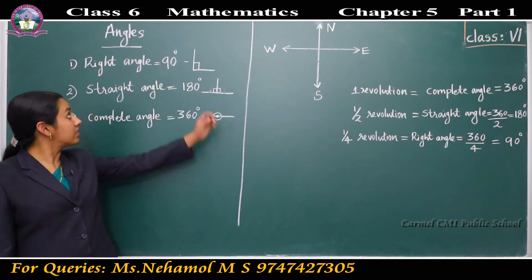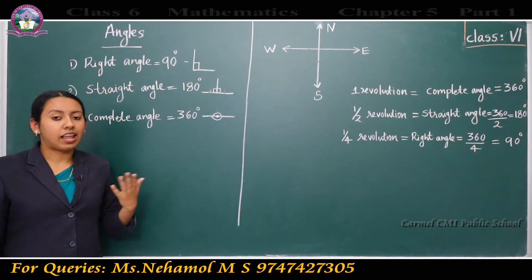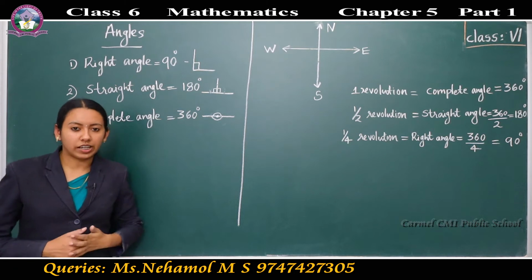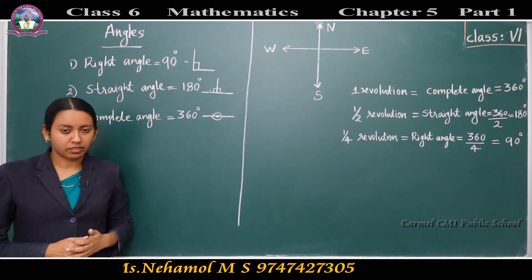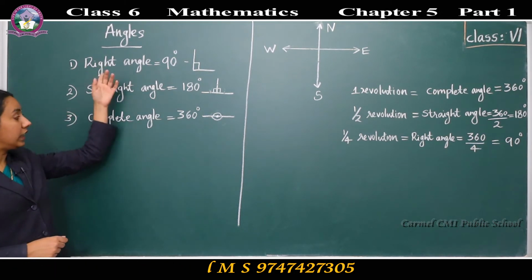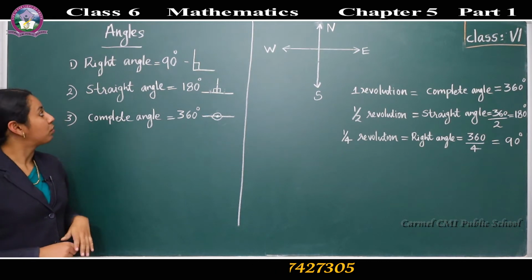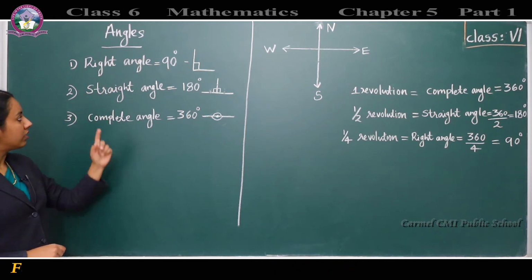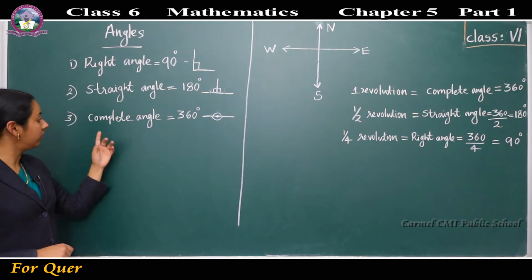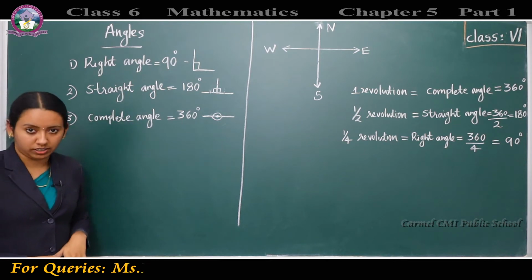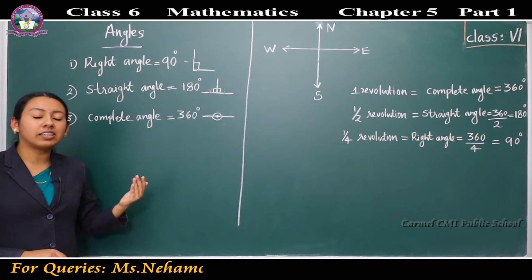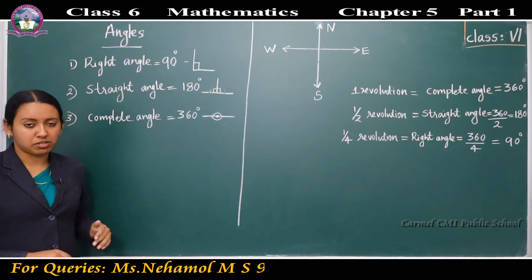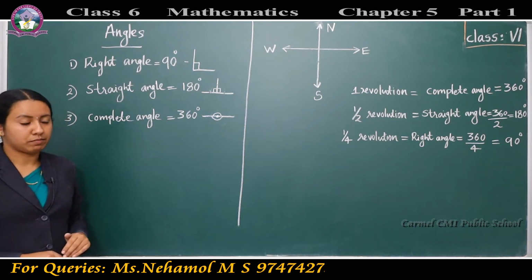Next topic is angles. In last chapter we studied about angles. Now we are going to study 3 types of angles. First one right angle, second one straight angle, third one complete angle. We measure angles in degrees.